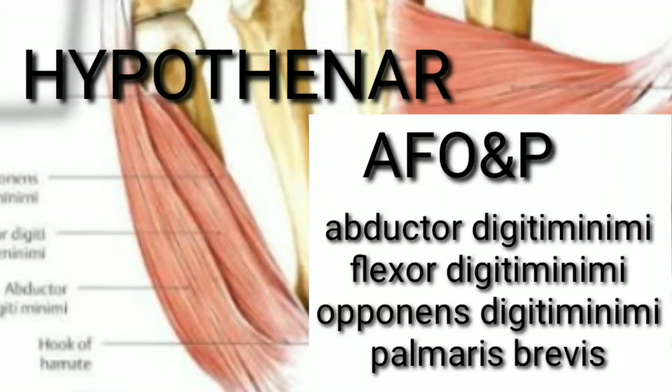Now we are moving to the next group, the hypothenar eminence. It also consists of A, F, O and P.